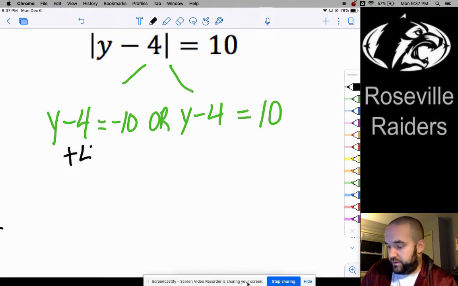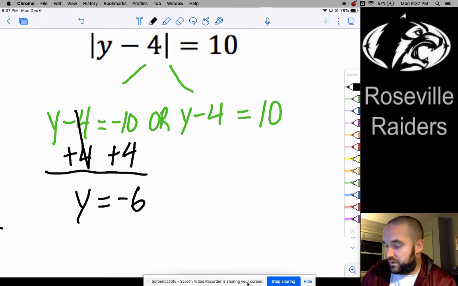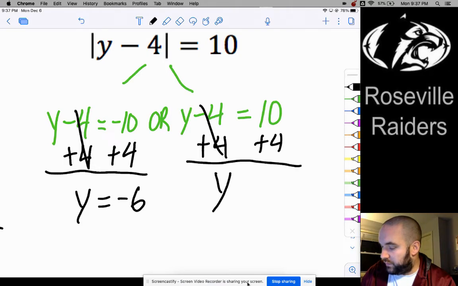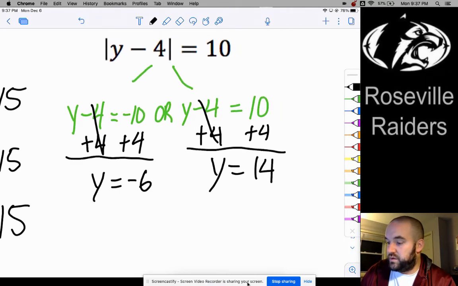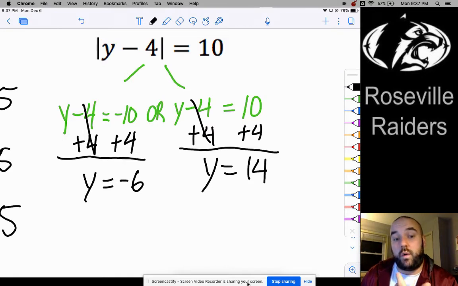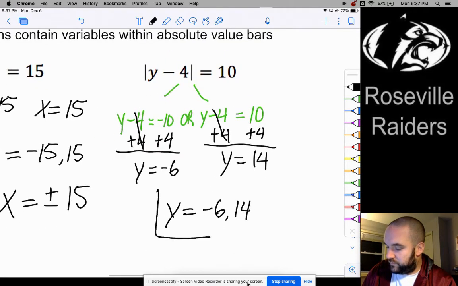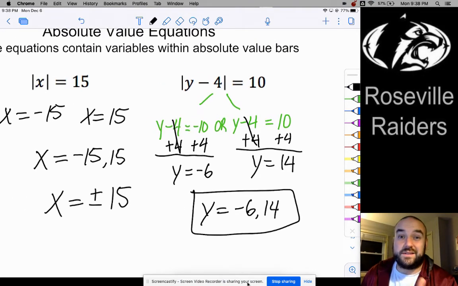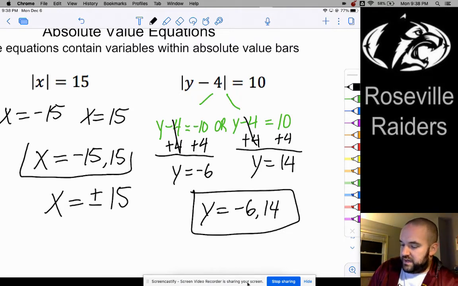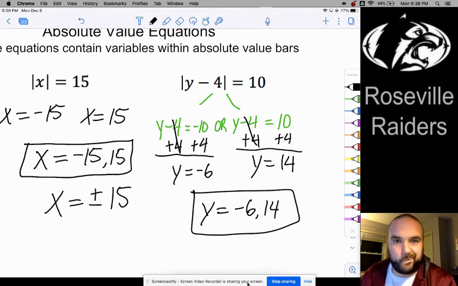And from here, I'm just going to use my algebra to solve each one of these equations individually. Here, to get y by itself, I would add 4. You do need to be careful because when I add 4 to negative 10, I'm going to get negative 6. Here, if I add 4 to both sides, I get y is equal to positive 14. So that means if y is positive 14 or if y is negative 6, I will get a true mathematical statement. So my solutions are negative 6 and positive 14. Clearly, because 6 and 14 aren't the same number, I couldn't use the plus or minus symbol in this case. So most of the time, I'm going to write it with a comma in between, kind of like that.